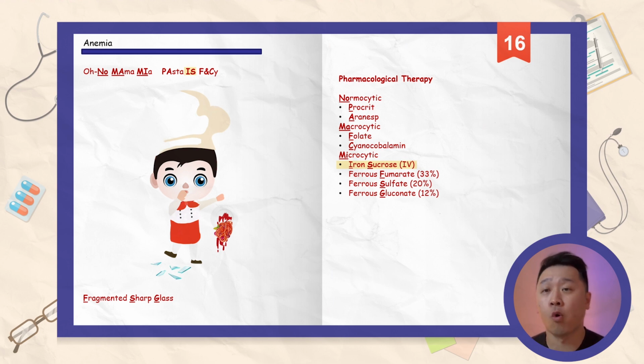So in regards to the oral supplements of iron, fragmented short glass is the acronym in regards to the lowest elemental iron percentage to the highest elemental iron percentage. F stands for fumarate with a 33% elemental iron, S stands for sulfate with a 20% elemental iron, and G stands for gluconate with a 12% elemental iron. Lastly, FACY is the first letters of the treatment for macrocytic anemia. F stands for folate, and CY stands for cyanocobalamin.